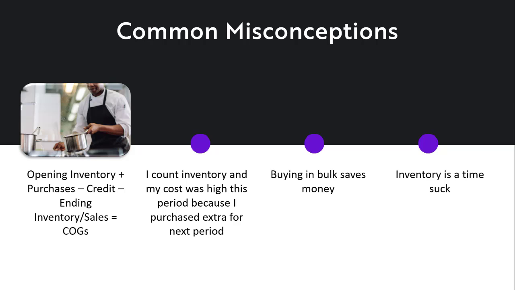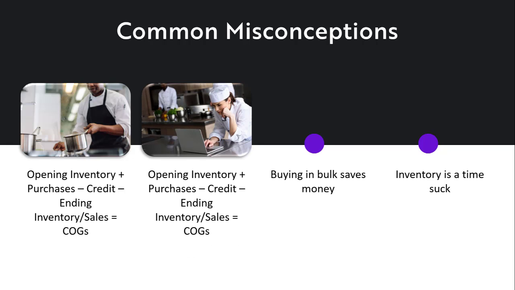All right, misconception number 2. My cost is high because I purchased extra for the next period. False. Again, let's go back to that formula. The math always rings true. Higher purchases don't have any bearing on your cost because you're inventorying the product. The usage is still what you are actually utilizing throughout that accounting period.